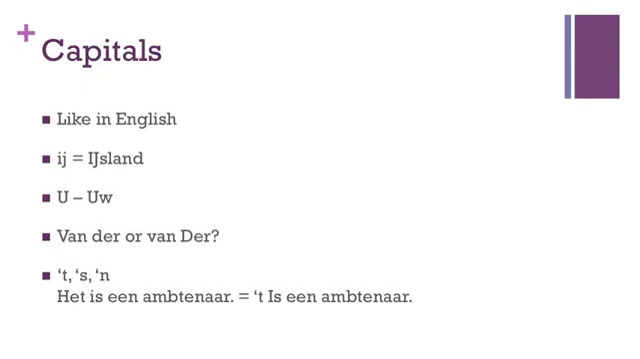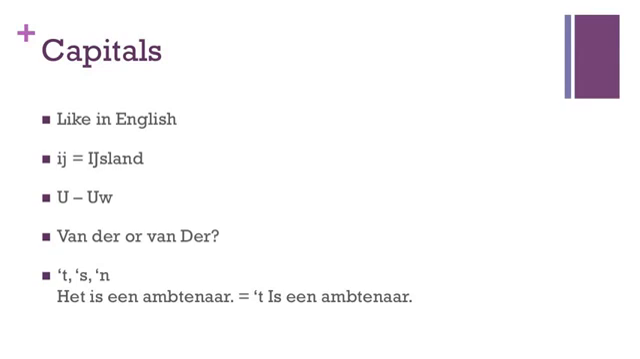It's used with t, s, and n. The apostrophe leaves something out. In the case of t, it's het. In the case of n, it's een. In the example, you see the het is replaced by 't. And as you see in the example, the capital is not the first letter in the sentence, it's the second one. Like, 't Is een ambtenaar. It replaces het is een ambtenaar.